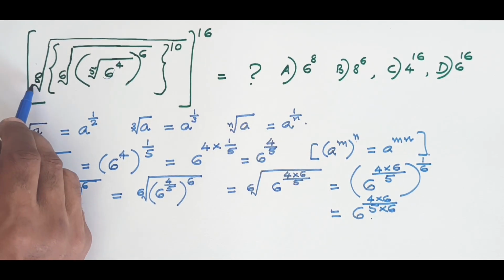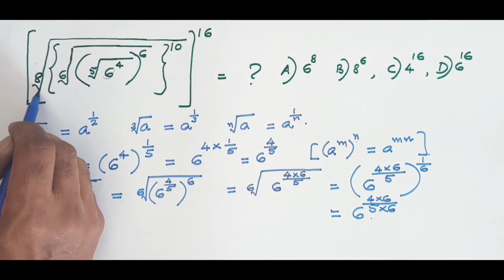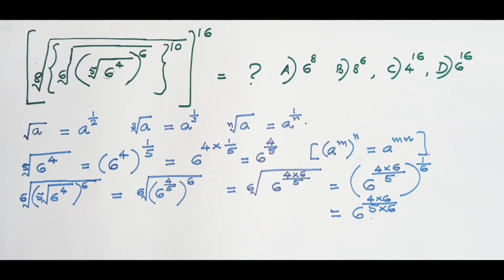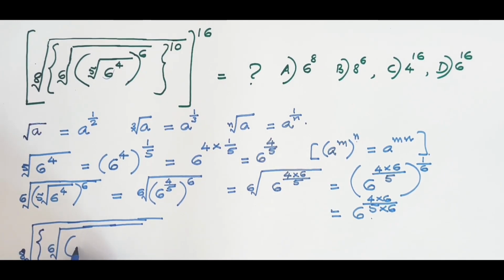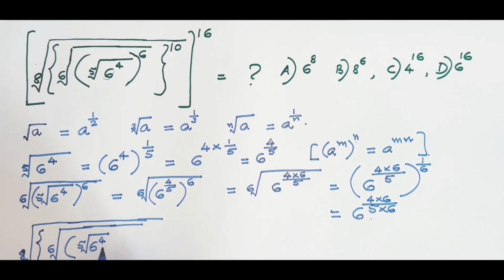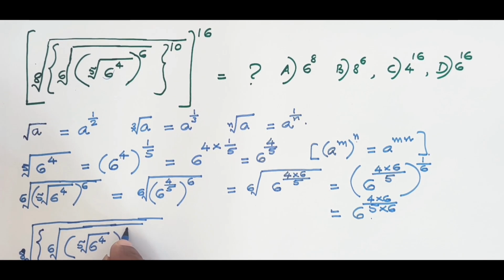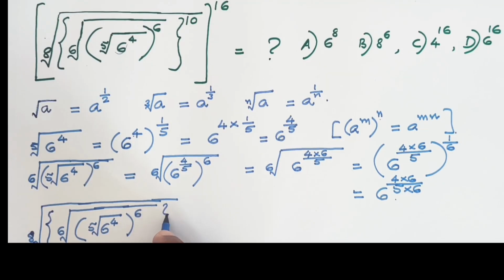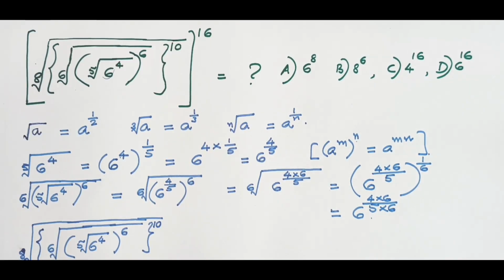Now let me take this whole expression, 8th root of this whole thing. I'll write it again. 8th root of this double bracket, 6th root of simple bracket, 5th root of 6 to the power of 4, the whole to the power of 6, then close the double bracket to the power of 10.